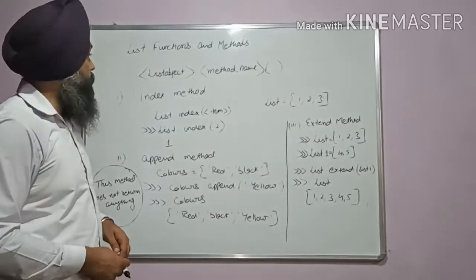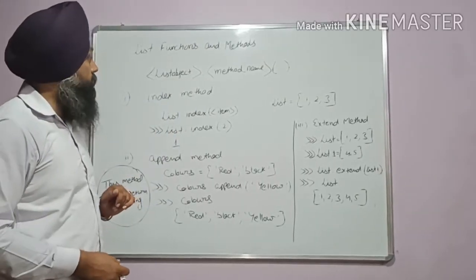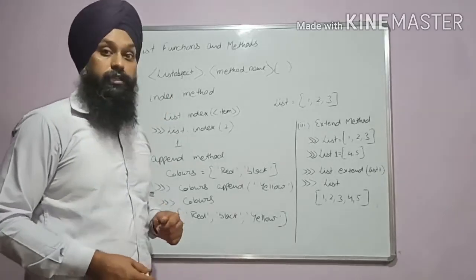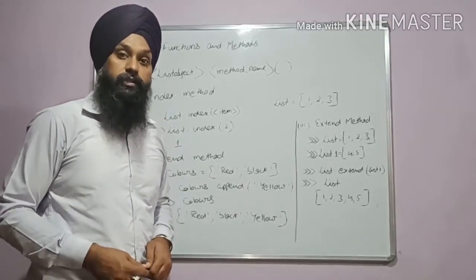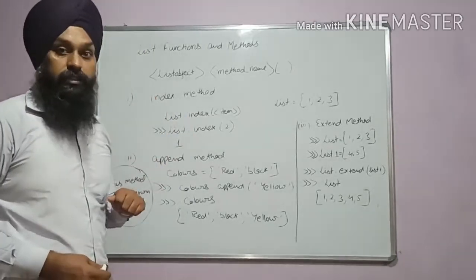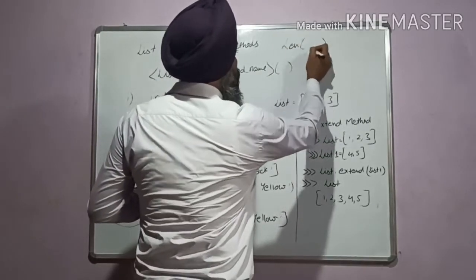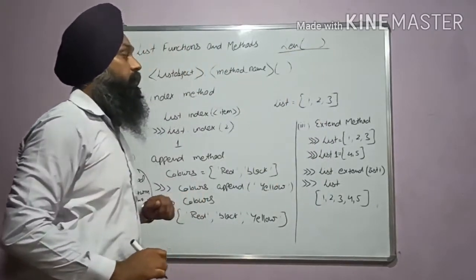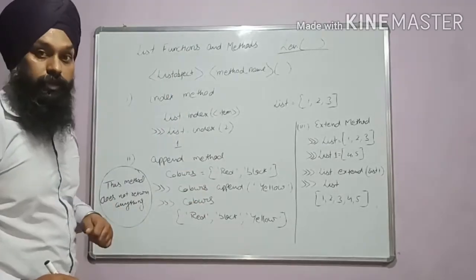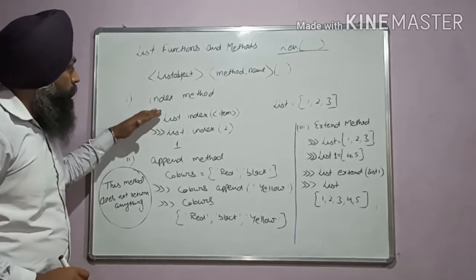Next we have list functions and methods. Methods and functions are one and the same thing. These are the inbuilt functions which are used for the manipulation of the list. We have already done one such function, which is the length function, to find the length of the given list. Similarly, we have other functions which we are going to discuss one by one. Here, first of all, we have the index method.